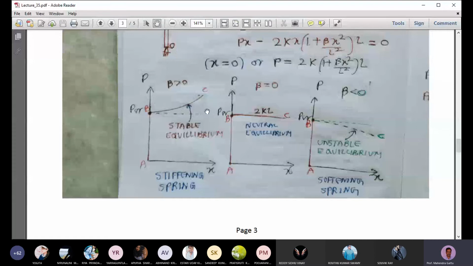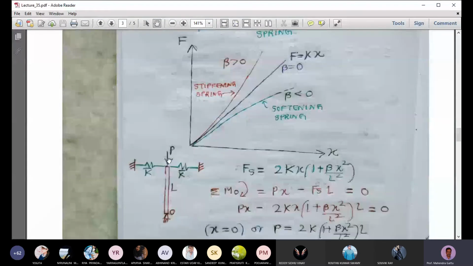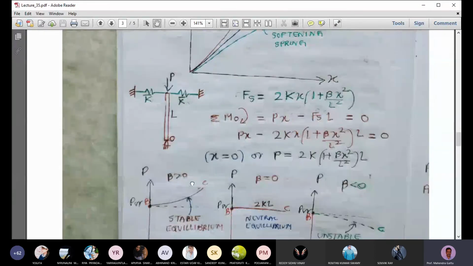Okay, so all this is mathematics. We will try to see experimentally what will happen. The same analysis we will do by giving a small eccentricity epsilon to the column. So let's see what will happen there.